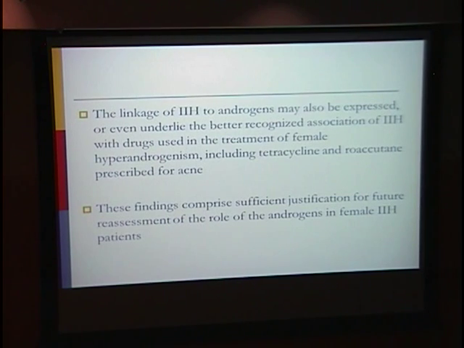The link of IIH to androgen may also explain or even underlie the better recognized association of IIH with drugs used in the treatment of females, for example, tetracycline, Roaccutane. This finding comprised sufficient, as we thought, justification for further reassessment of the role of androgen in female patients with IIH.